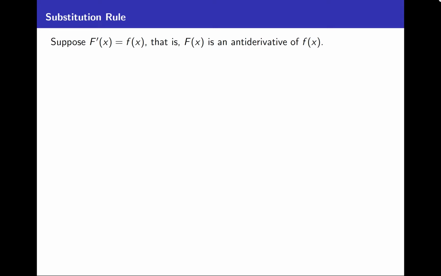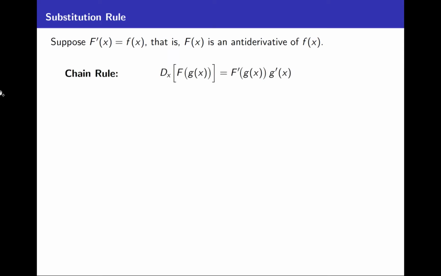So let's get right down to it. Let's run the chain rule in reverse to derive the substitution rule. We'll do it on this slide, and we'll put our new rule at the bottom. In the setup, imagine you have a function, big F, for which big F prime of x equals another function, little f of x. In other words, big F of x is an antiderivative of little f of x because when you differentiate big F, you get little f.